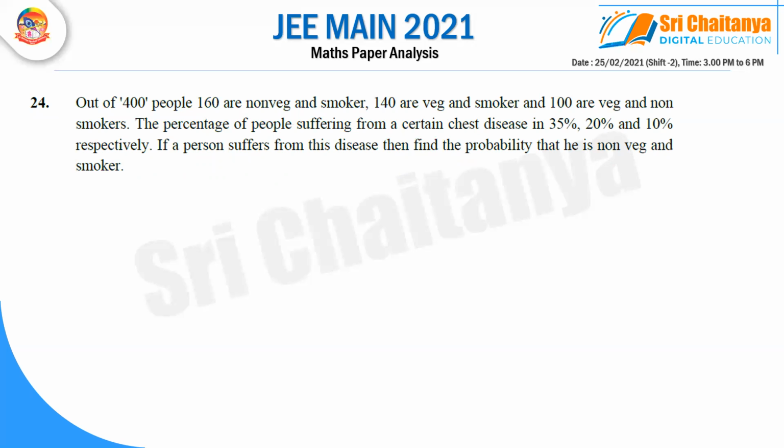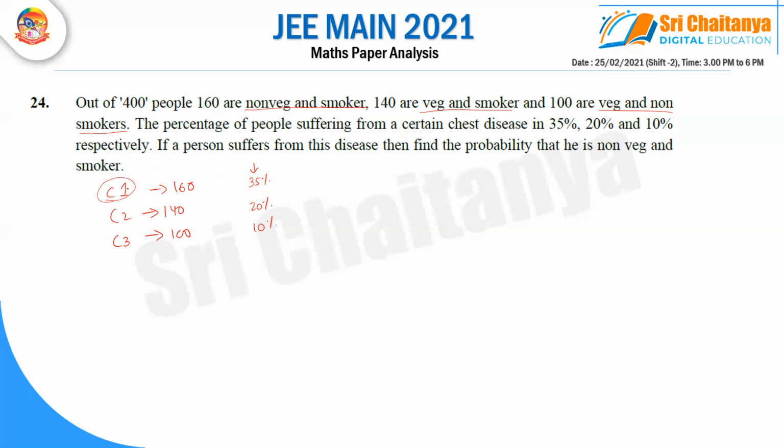Next, they are saying out of 400 people, they gave 3 categories basically. Category 1 has 160, category 2 has 140, category 3 has 100. The percentage of people suffering from a chest disease is 35%, 20%, 10%. If a person suffers from this disease, then find the probability that he is non-veg and smoker. So non-veg and smoker means it is the first category only.